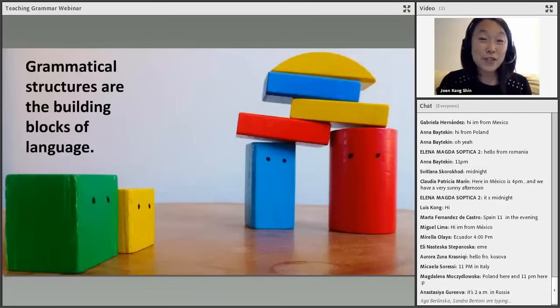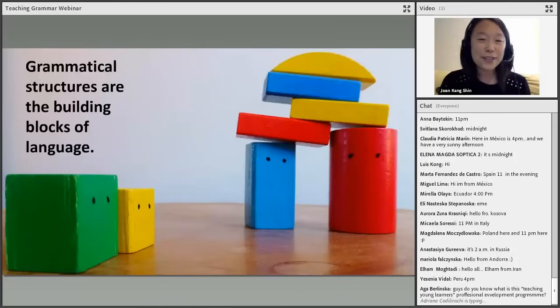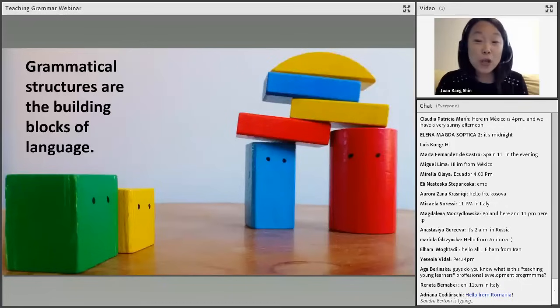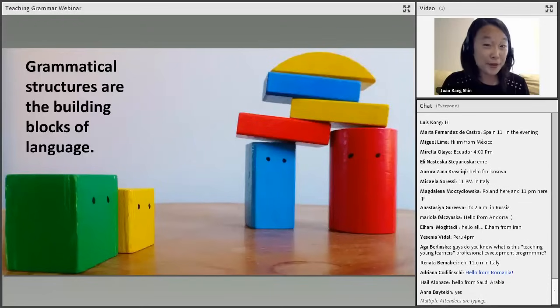And I'm sure, since you are all teachers, you are all very aware that grammatical structures are the building blocks of language. It is very important. To use a language means knowing how to use many aspects of grammar, right? Knowing word order, subject, verb, object in English, knowing how to add the S to third person singular, knowing what an auxiliary verb is, knowing what irregular past tense verbs are, right? All very important things.